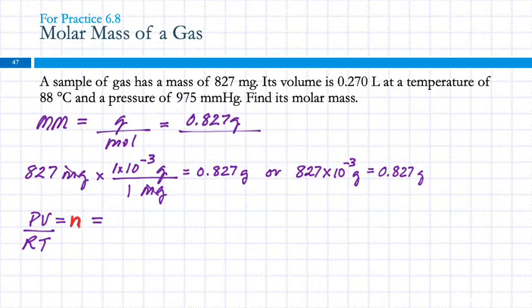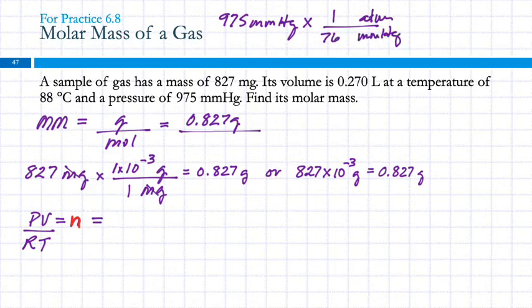That means I have to use particular units. Millimeters of mercury doesn't work with the ideal gas constant. 975 millimeters of mercury, I need to convert that to atmospheres. 1 atmosphere is 760 millimeters of mercury. So it's 1.2828 atmospheres.